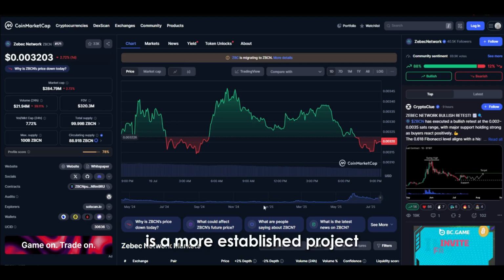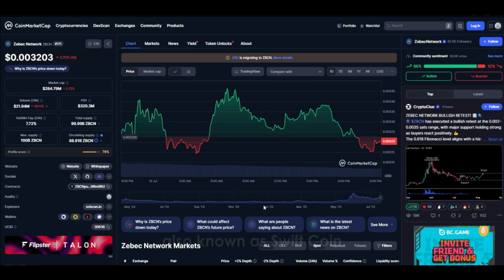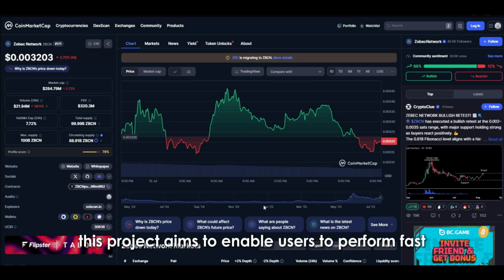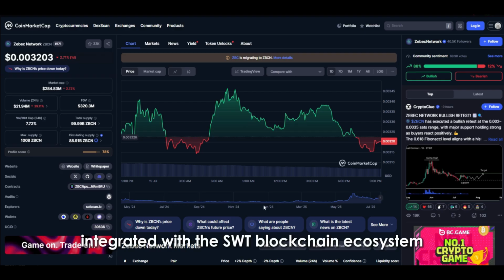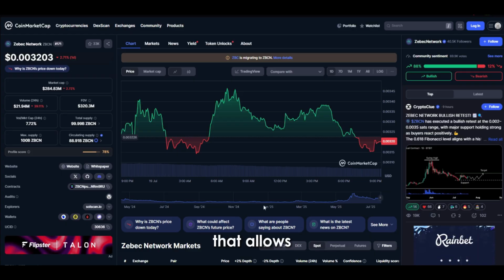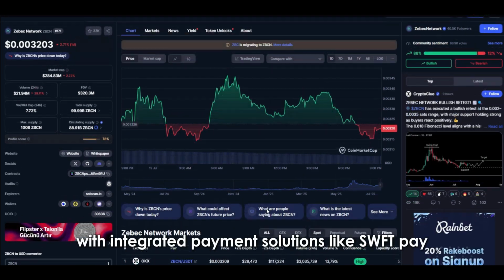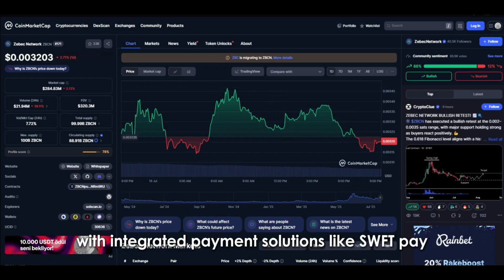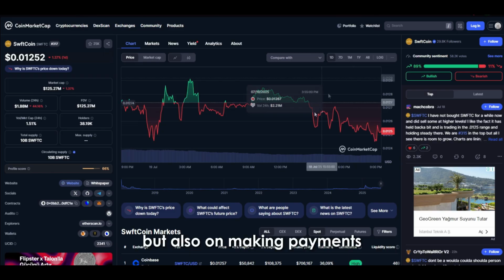SwftC coin is a more established project and has been actively operating in the market for a long time. Also known as SwftCoin, this project aims to enable users to perform fast, low-cost, and secure transactions between cryptocurrencies. Integrated with the SWT blockchain ecosystem, SwftC provides an infrastructure for a swap platform that allows instant swaps between hundreds of different coins. Additionally, with integrated payment solutions like SWFT Pay, it has created a use case focused not only on transfers, but also on making payments.